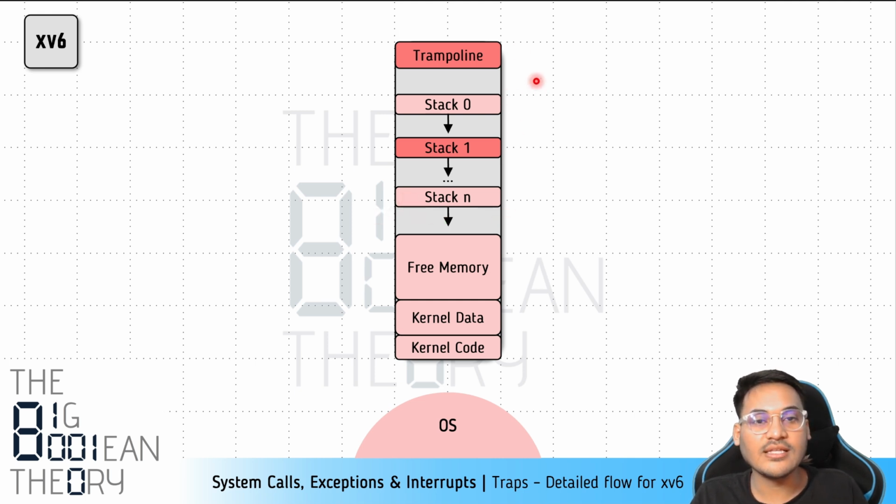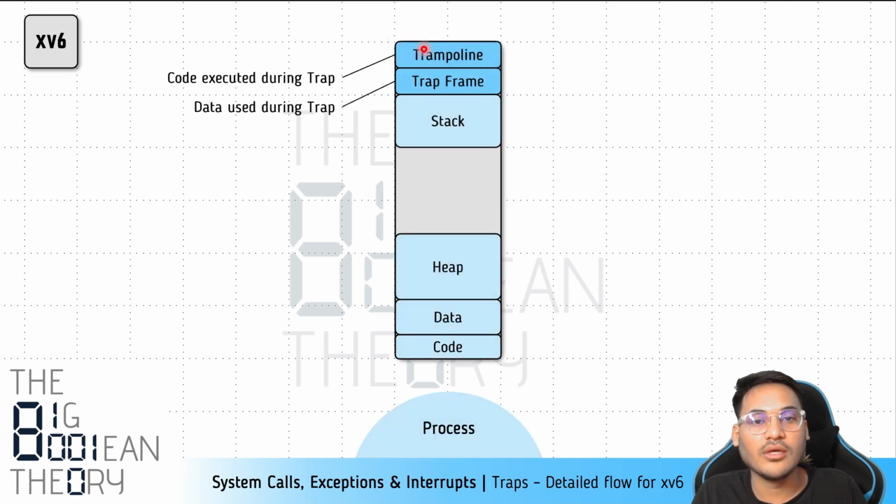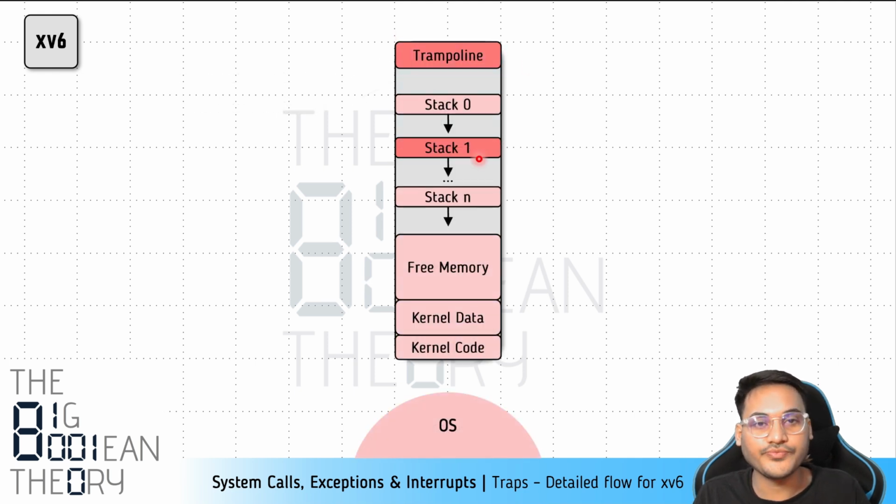And finally, just like the user address space, we have a trampoline section. If you remember, in the user address space also at the very top. All of this is only for the xv6 operating system. In xv6, at the very top of the address space of the user process, there was a trampoline section. The same is true for the kernel.